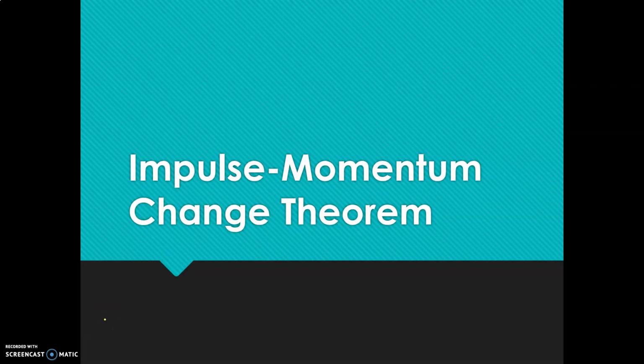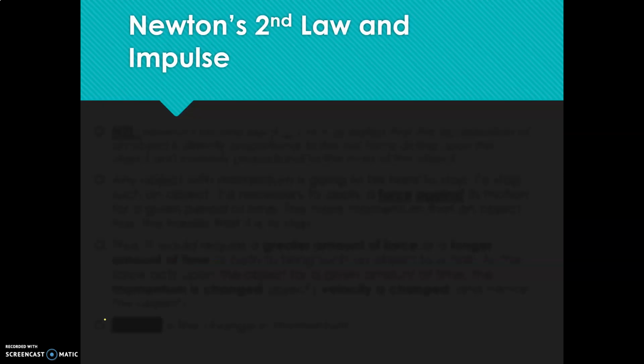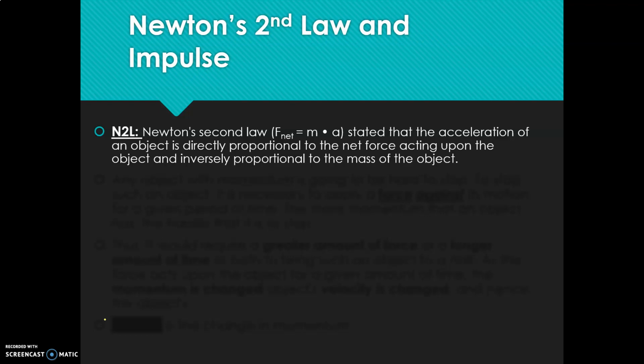All right, in this video, we're going to be talking about the Impulse-Momentum Change Theorem, tying in Newton's second law. So remember, Newton's second law says that F net equals m times a. It states that the acceleration of an object is directly proportional to the net force that's acting on the object and inversely proportional to the mass.